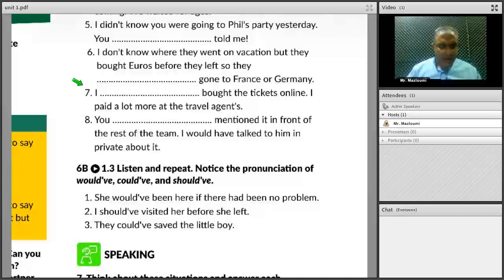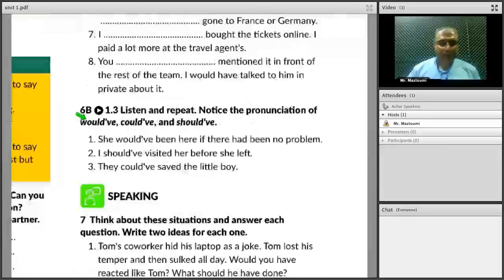Number 8. You shouldn't have mentioned it in front of the rest of the team. I would have talked to him in private about it, in person, not in front of the others. So, you shouldn't have mentioned. Did you mention it? Yes, you did. And it was a big mistake.